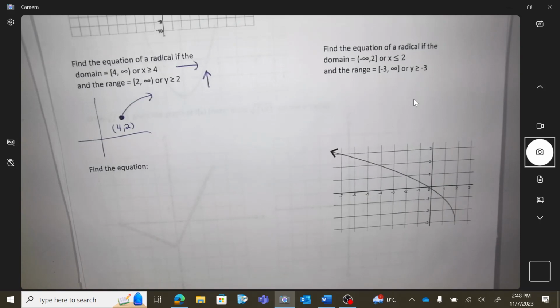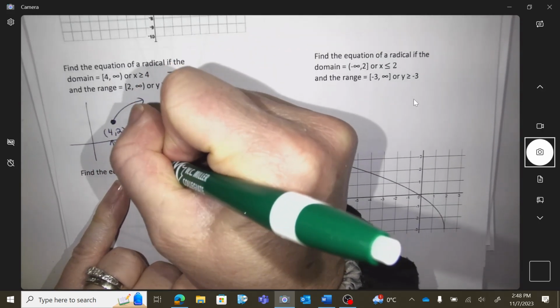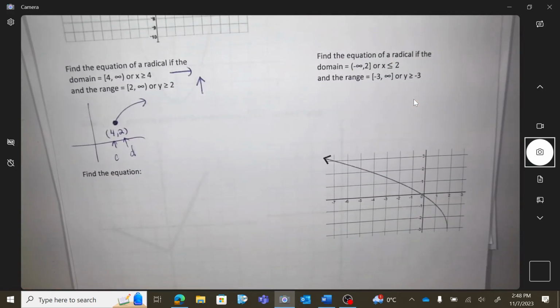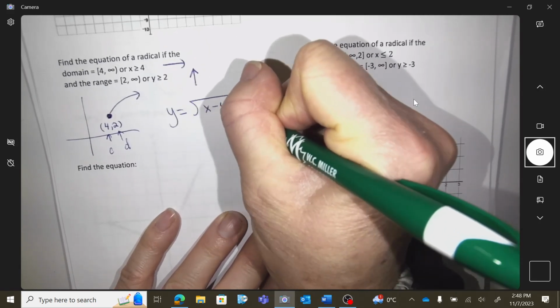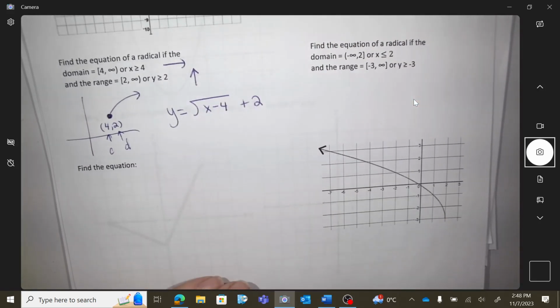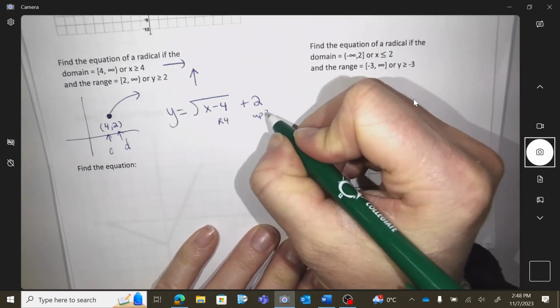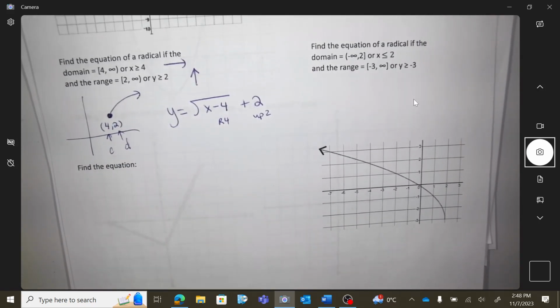Okay, so which letters would I attack in the ABCD stuff? C and D. Make sure the C and the D part. Okay, do I have to reflect this at all, or is this normal? Normal. So then I just go y equals the square root of x minus 4 plus 2. Right 4, up 2. Right? Do you see how I'm opposite? Okay, following all the stuff from last unit.